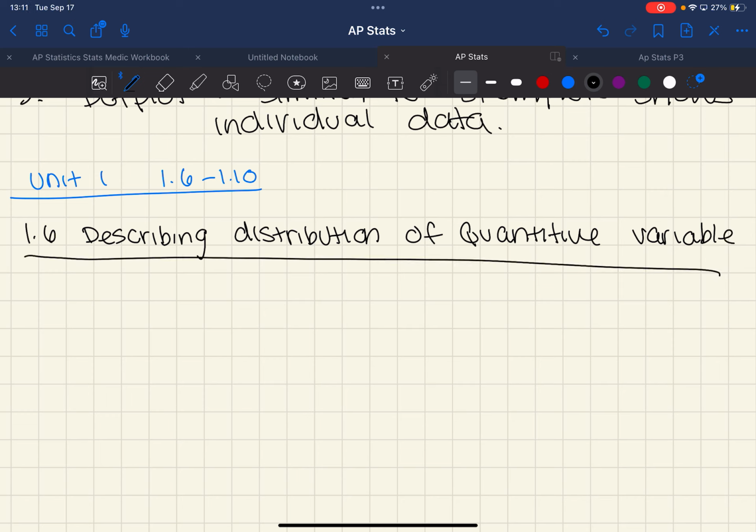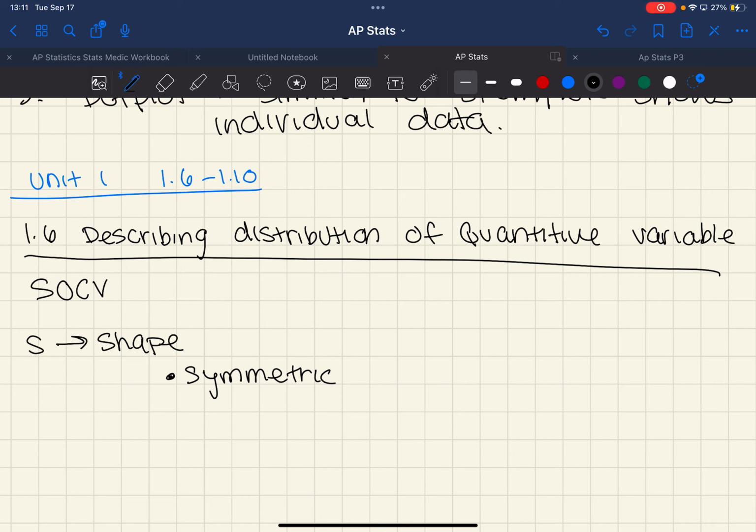So when we are describing the distribution of a quantitative variable, we are still looking at that acronym SOCV. I'm going to break apart this acronym again, and we are looking at what we're going to find in each of these. So for S, we know S is shape. For shape, we are going to look for if it's symmetric. And if it's symmetric, then we can label this as either uniform, unimodal, or bimodal.